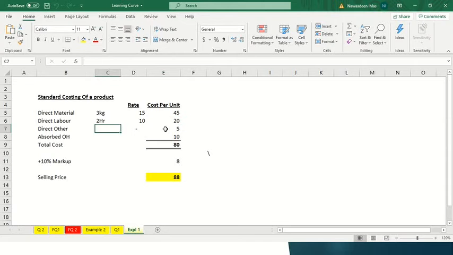So direct other cost 5 and other absorbed overheads 10. So you can see total cost is 80.